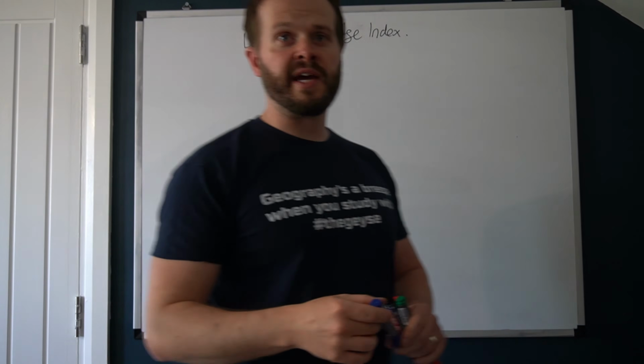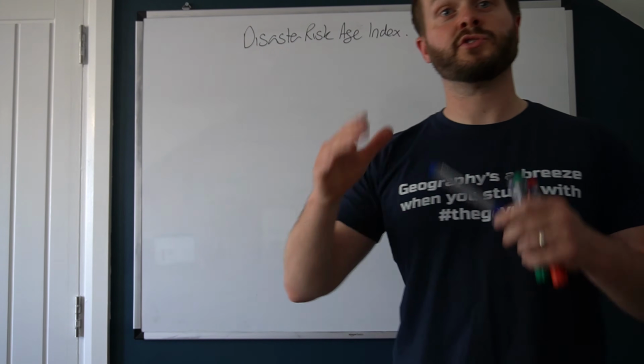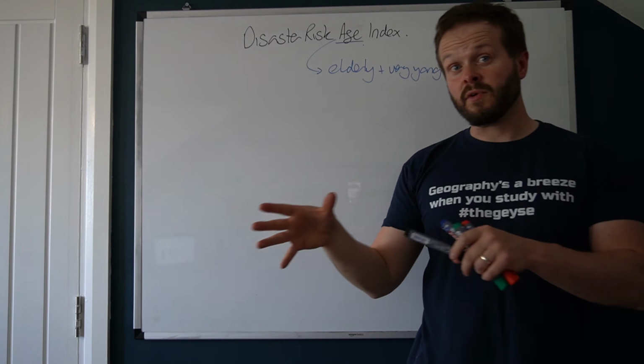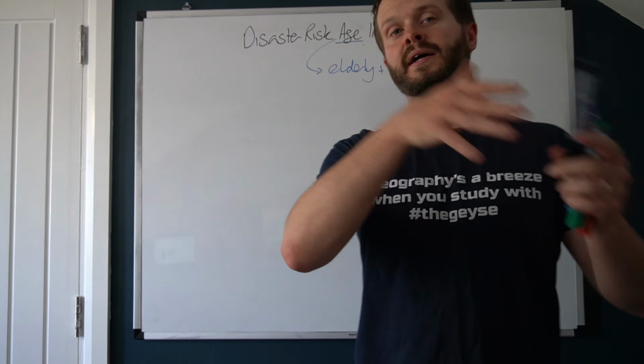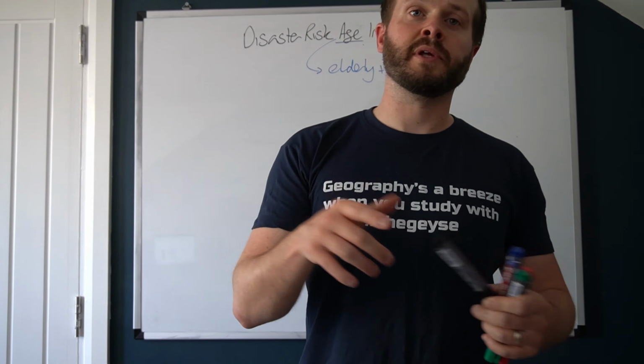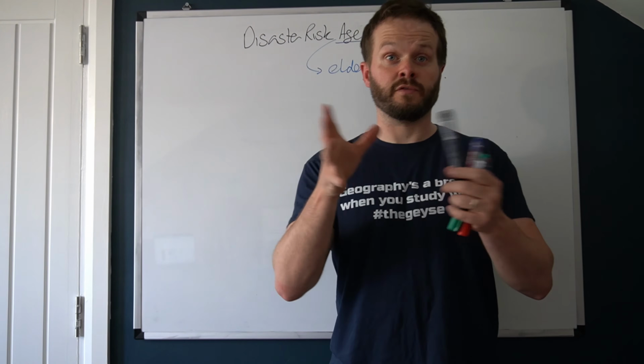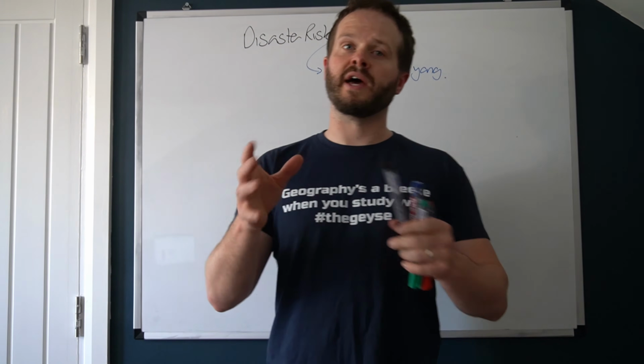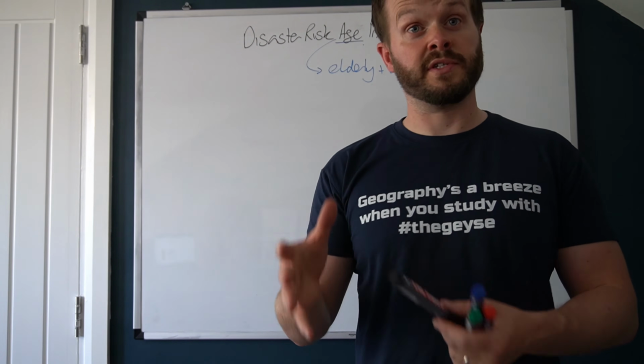So the disaster risk age index, it's nice and simple. It's just focusing on that component of age. So we're making specific reference to the elderly and the very young, and how if a population has large volumes of their population or high percentages where they are very old and very young, they are likely to be more vulnerable communities than others, and here's why.